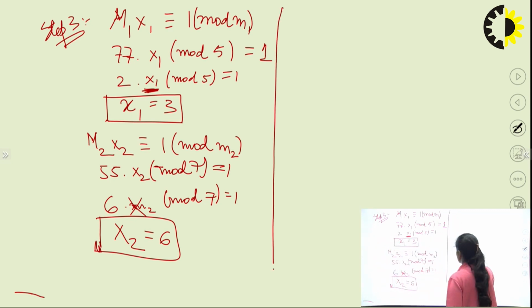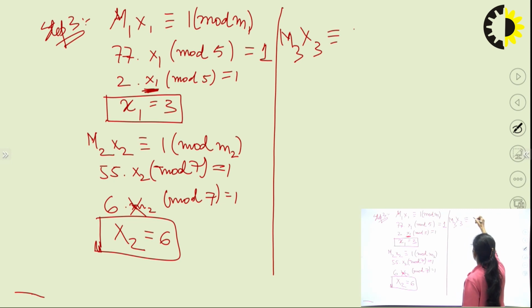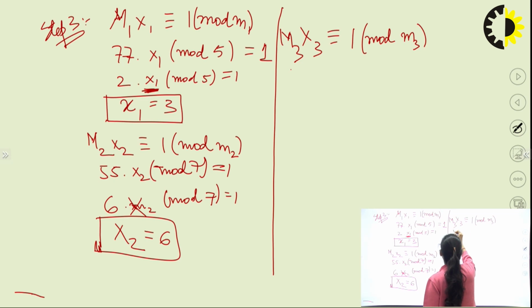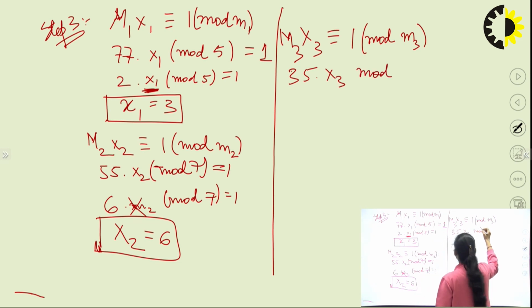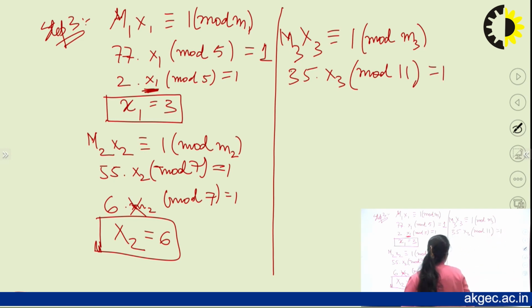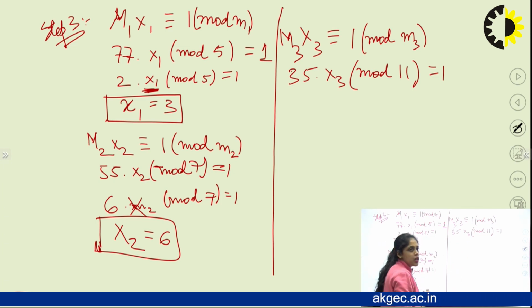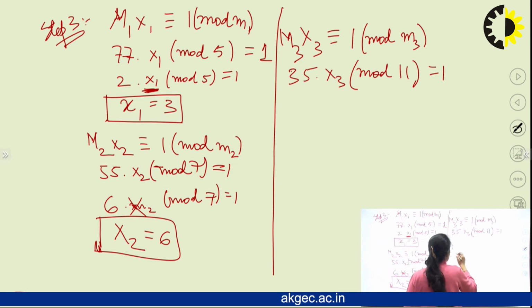Now we will find out the value of m3 x3 is congruent to 1 mod m3. M3 will be the 35 dot x3 mod m3 will be 11 and it is equal to 1. Now after taking mod 11, 35 mod 11, it will give you the value as 2.